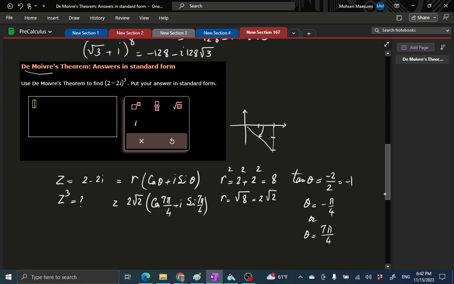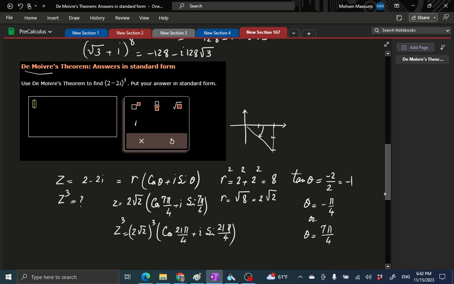So that is z. Now what is z cubed? I have to cube this. So that's going to be 2 radical 2 cubed, and then cosine of 3 times 7, which is 21 pi over 4, plus i sine of 21 pi over 4.